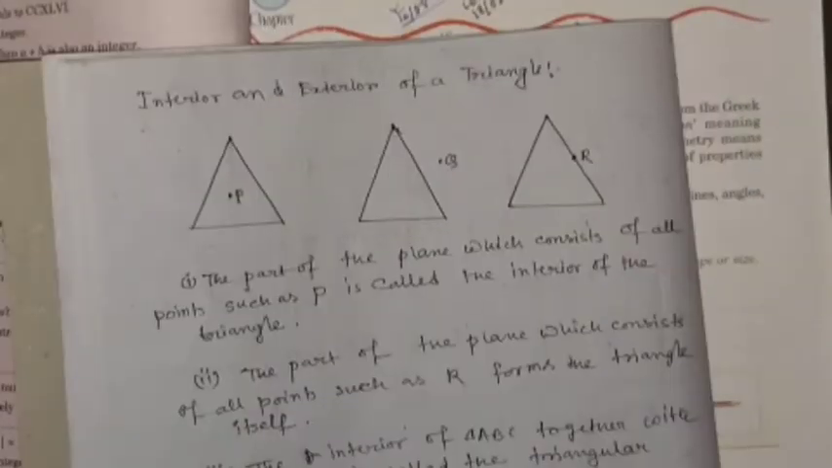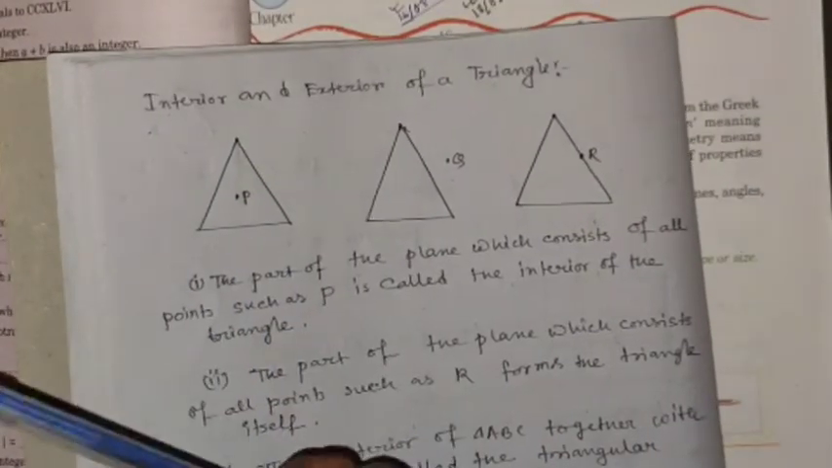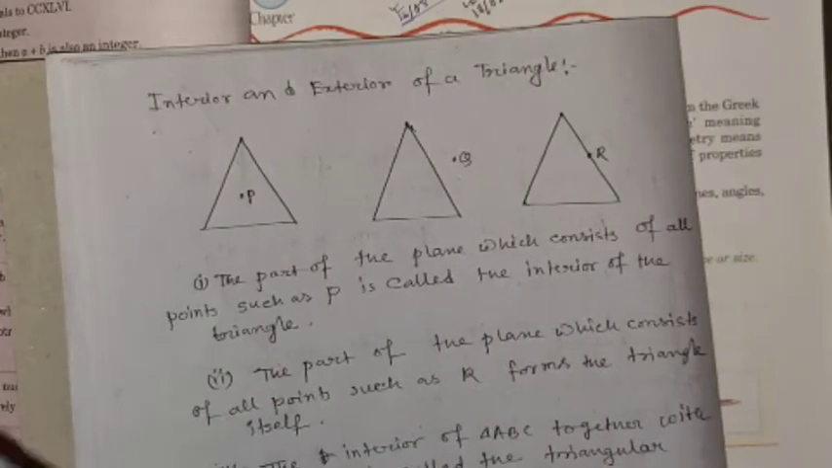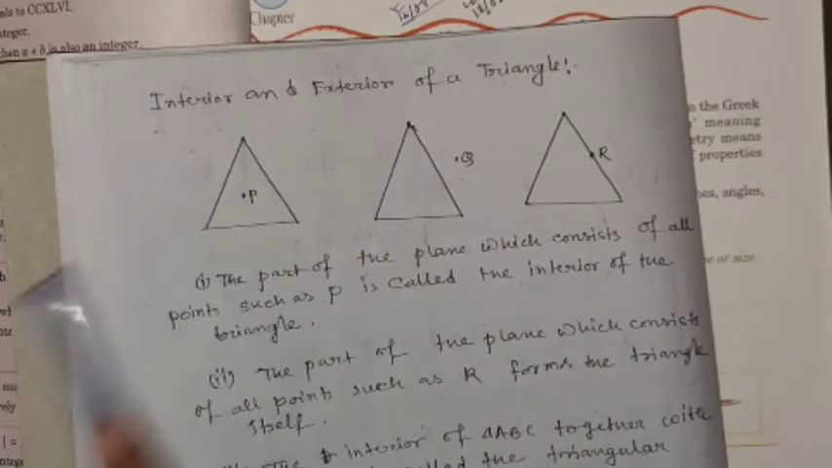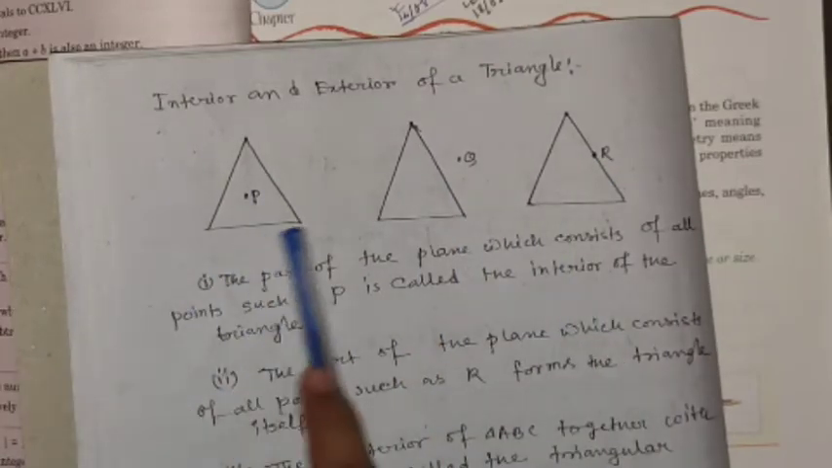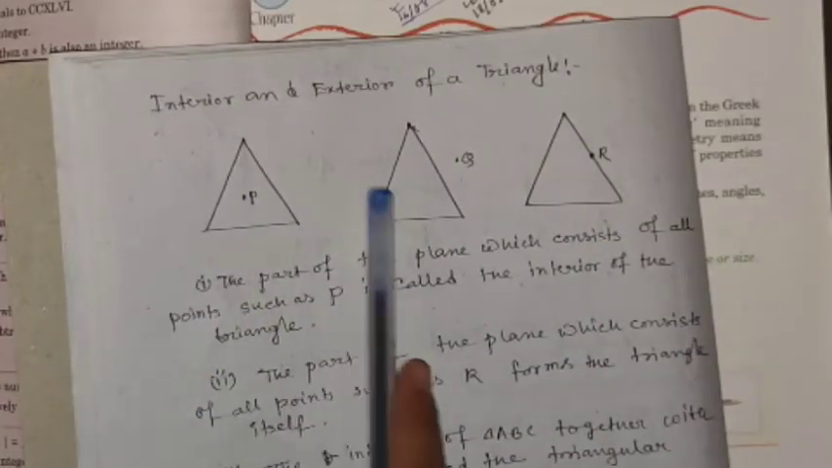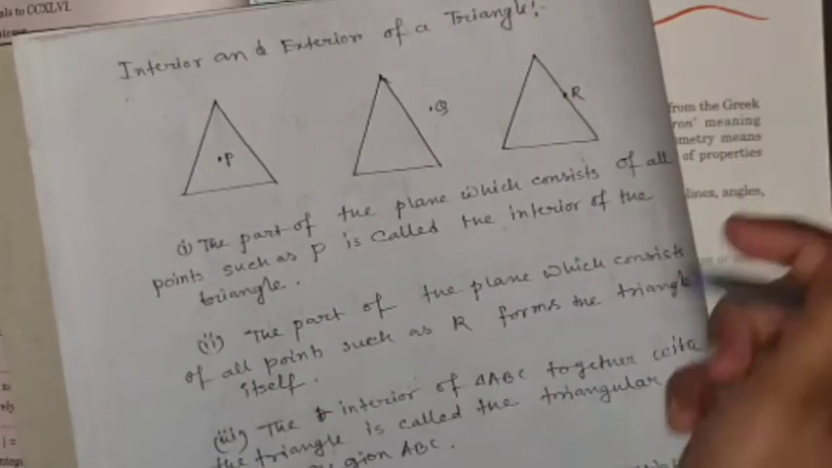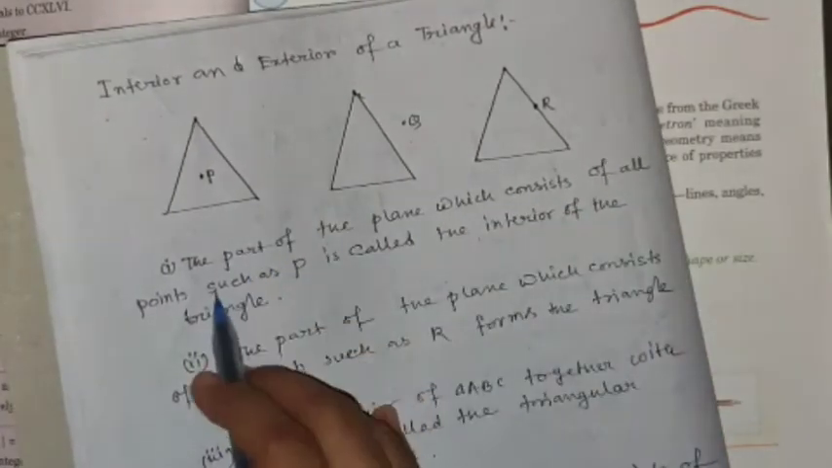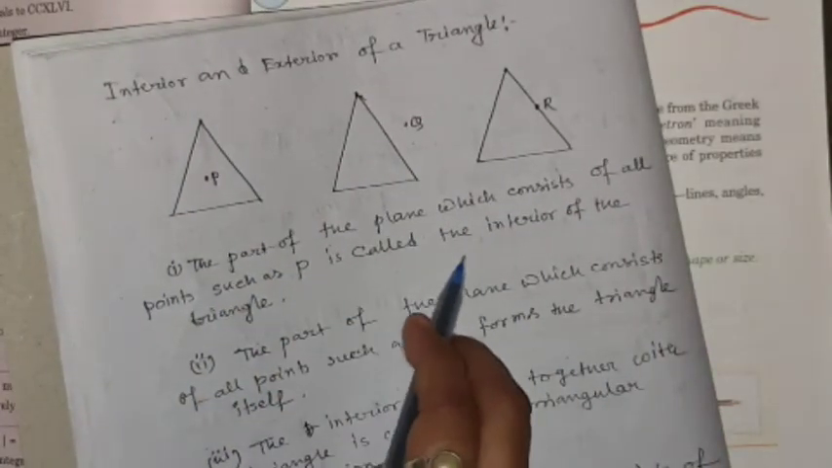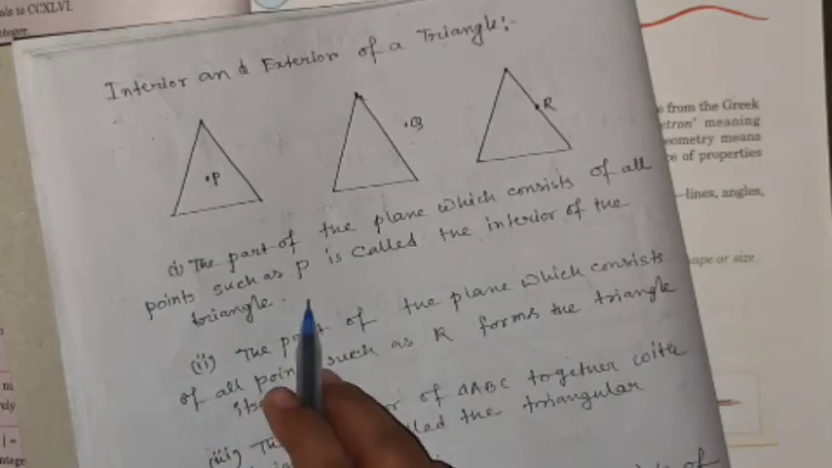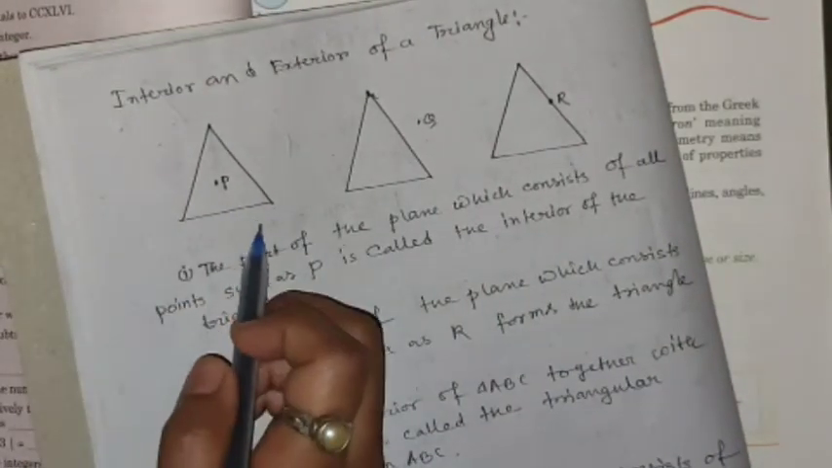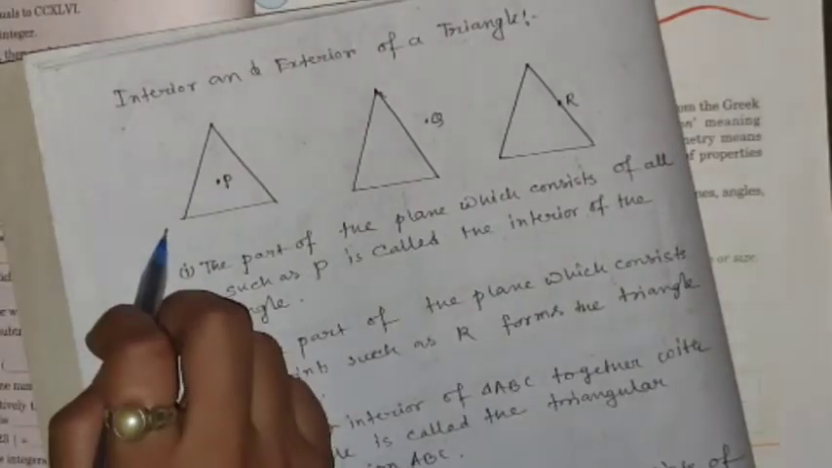Okay, so these are all the parts of a triangle. Now we will learn about interior and exterior of a triangle. So you can see here I have taken 3 triangles, and in these 3 triangles we have taken 3 different points. The part of the plane which consists of all points such as P is called the interior of the triangle.